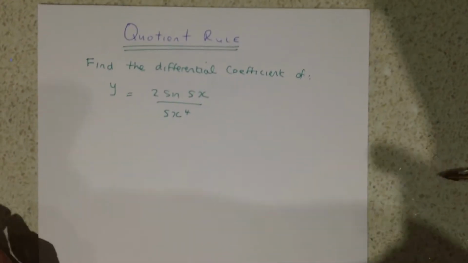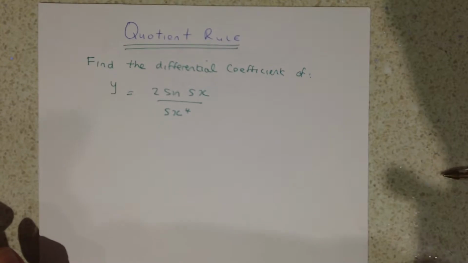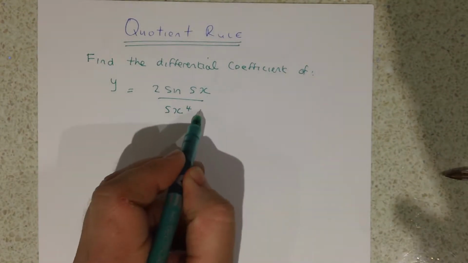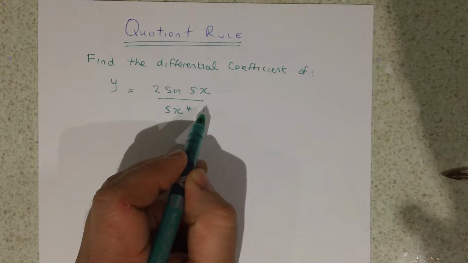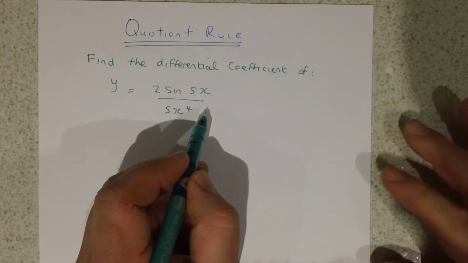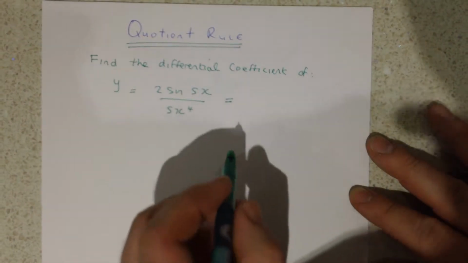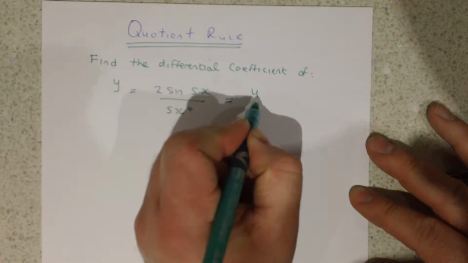Okay, in this example we're going to use the quotient rule to differentiate a function divided by another function. And the first step here is to let that equal u over v.